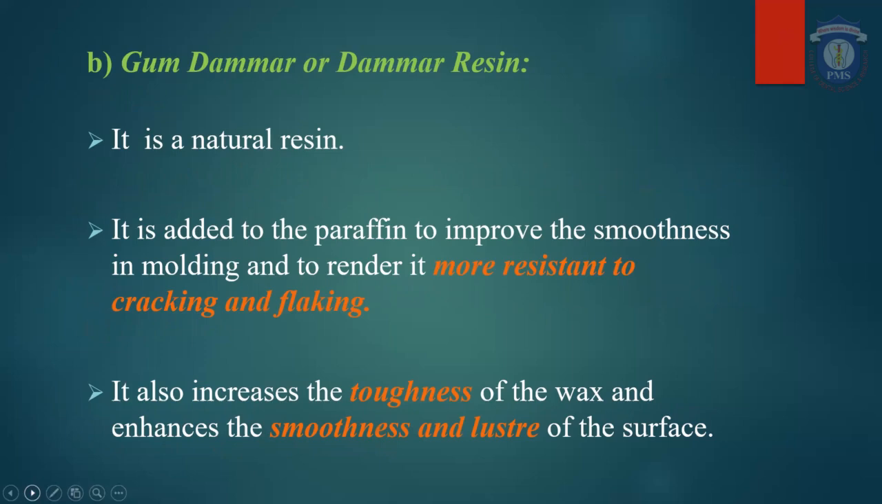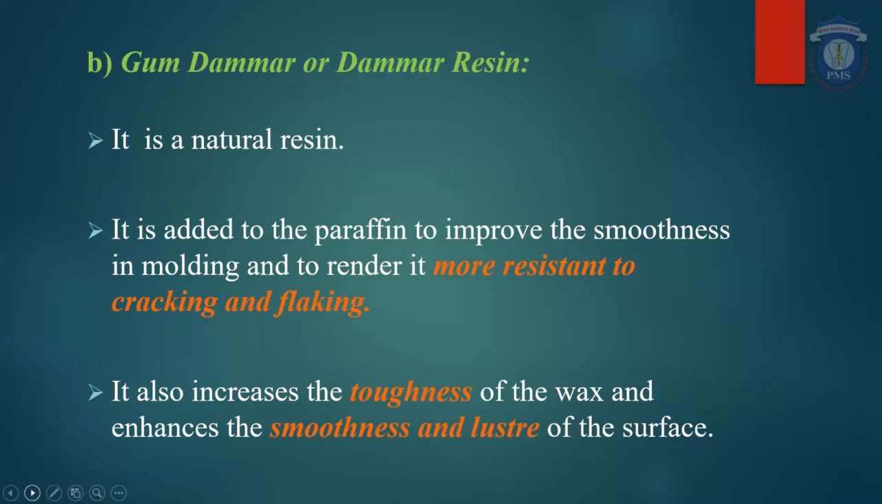This is something they will ask from the Viva point of view. So what is the function of this gum damar resin? It is added to paraffin to improve the smoothness in molding and to render it more resistant to cracking and flaking. In the previous slide, I had mentioned that whenever we are carving the inlay wax, we find that it mainly cracks or flakes, isn't it? It is mainly cracking and flaking.